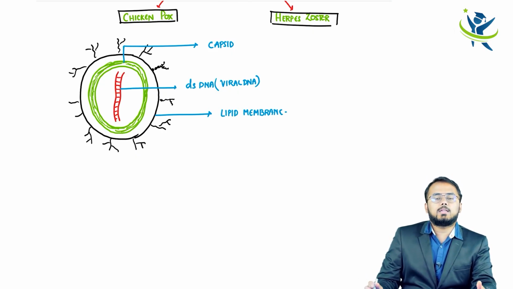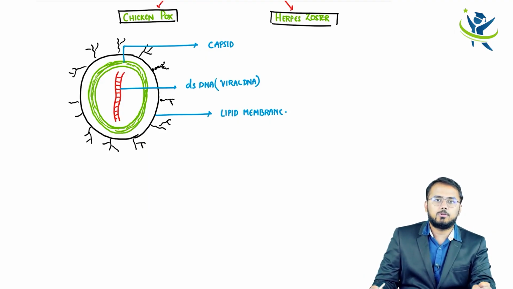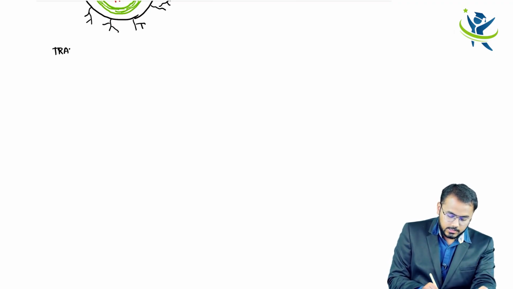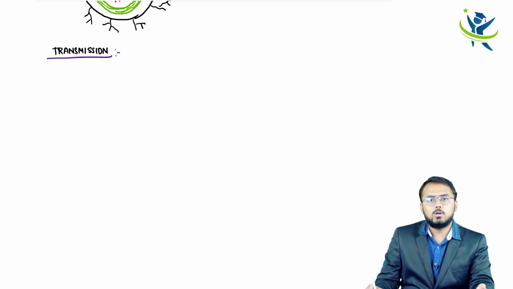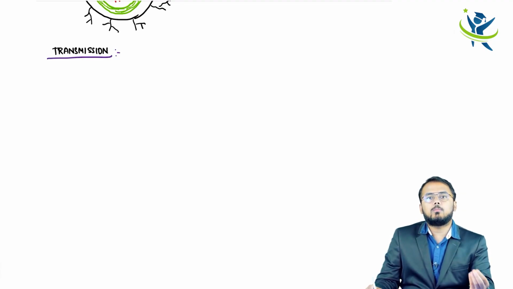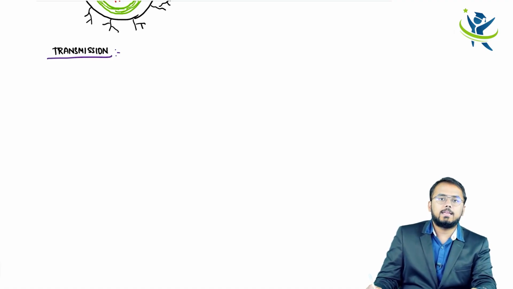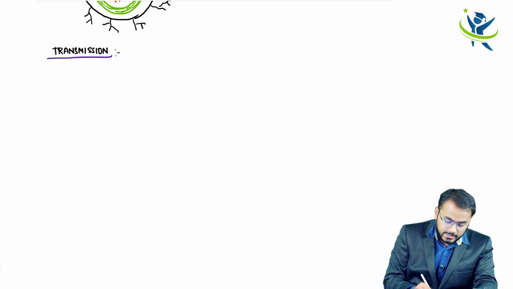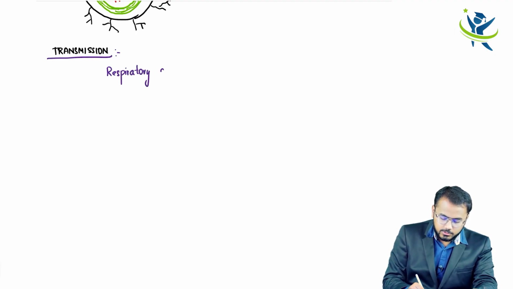Now, how does this virus enter into your body? What is the transmission route? Basically this virus transmits through respiratory droplets. For example, if someone coughs or sneezes, the virus through these respiratory droplets enters the person standing next to him.